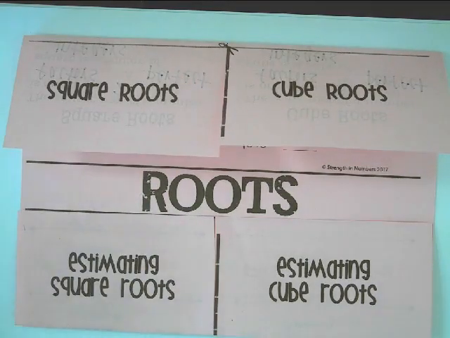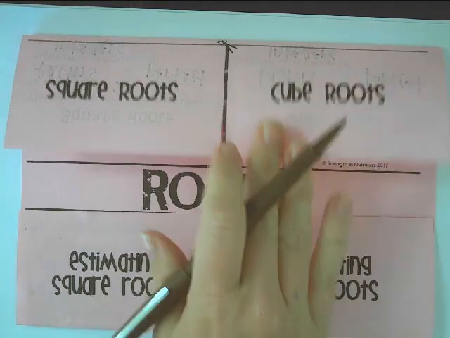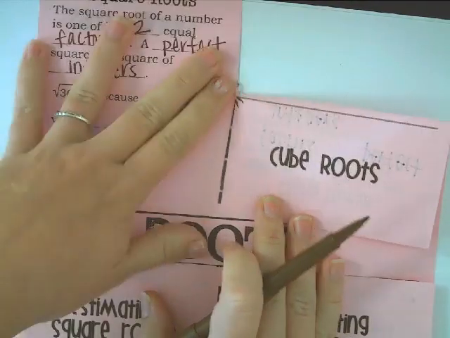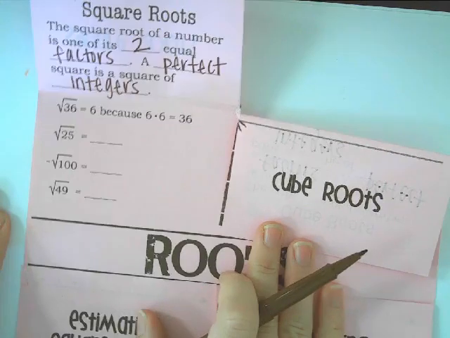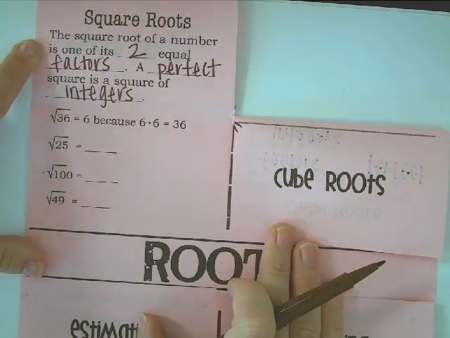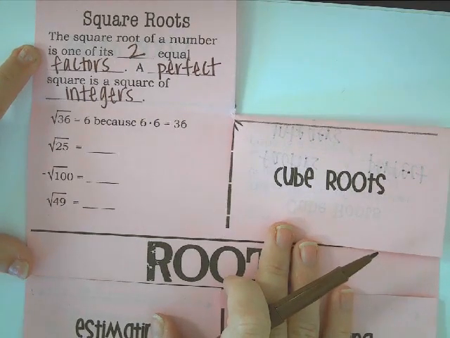Make sure if I write it, you write it, and if you need to, make sure you pause the video as you follow along. As we take a look at square roots, what is a square root? A square root of a number is one of its two equal factors. A perfect square is a square of integers.